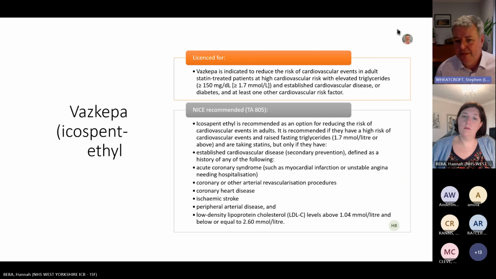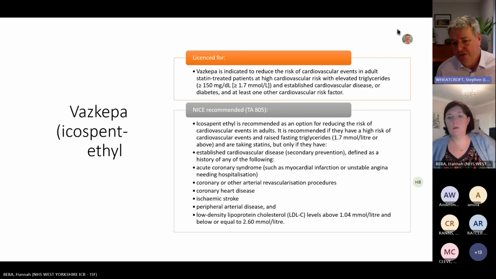And we'll see at the bottom the NICE technology appraisal, which basically limits the use of Vascepa to patients in secondary prevention, so patients with coronary heart disease, stroke or PAD, patients with well-controlled LDL cholesterol. So this is an add-in once the patients are on statins plus ezetimibe, have an LDL cholesterol between 1 and 2.6 millimoles per litre, and with a triglycerides of 1.7 millimoles per litre.